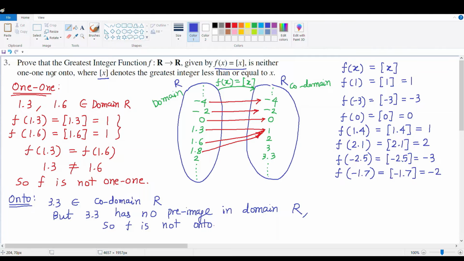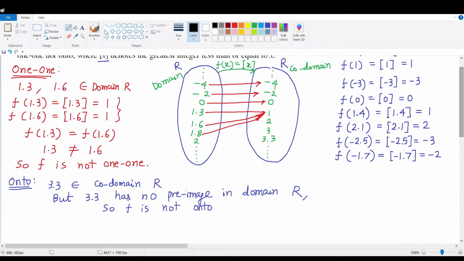We had to prove that this greatest integer function is neither 1-1 nor onto. We just did that. f is not 1-1, f is not onto, hence proved. So we can just write, hence proved.